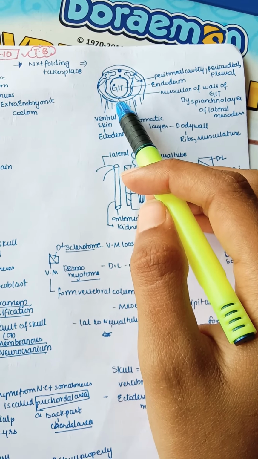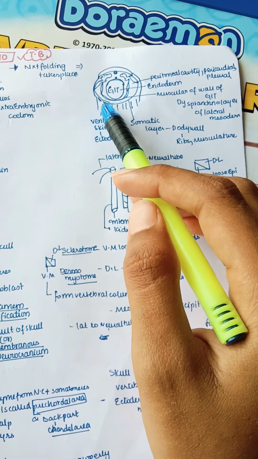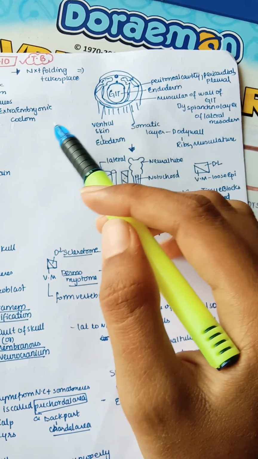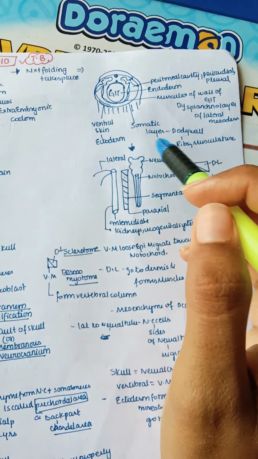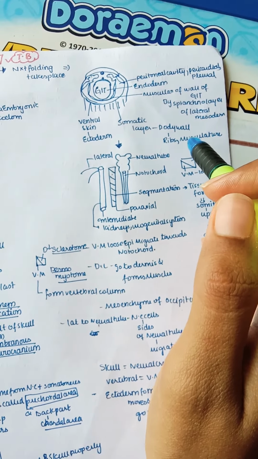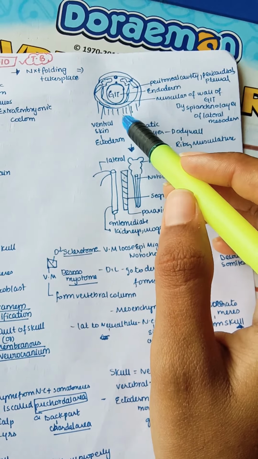mesoderm forms the muscular layer of the wall of the GIT, by the splanchnic layer of lateral mesoderm, not somatic. Somatic forms here, right? The splanchnic layer of lateral mesoderm forms the GIT musculature, and the somatic layer forms the body wall like ribs, musculature. So this is important, and the ventral skin is made up of ectoderm.